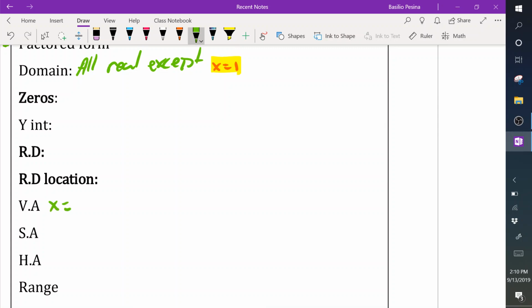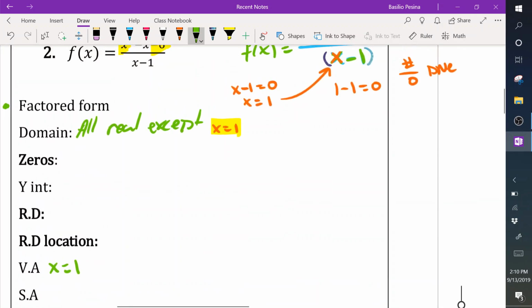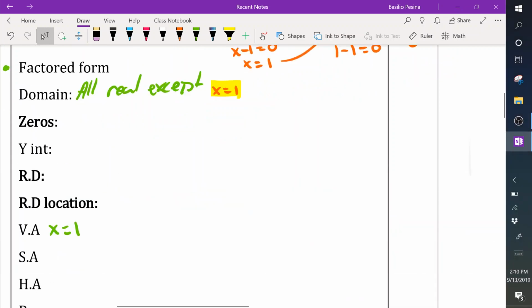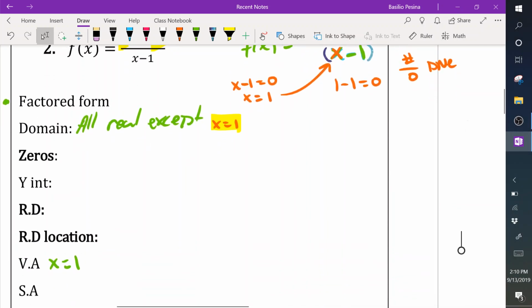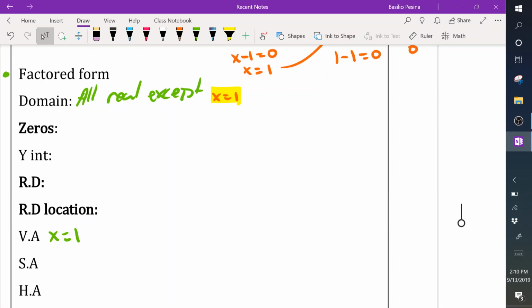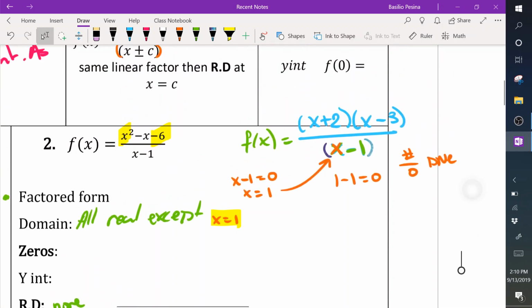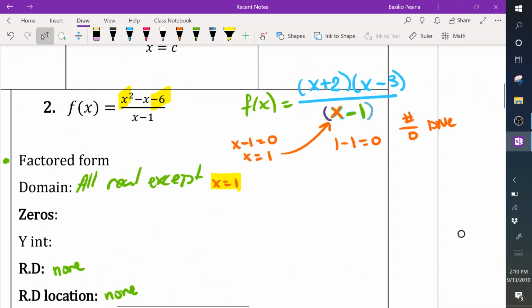X equals 1. Okay? So do we have any removed discontinuities? Well, we just saw that nothing repeats, so this is equal to none. We don't have none here and none over here. In the factor form, in the equation that we have, let me go ahead and give myself some space.